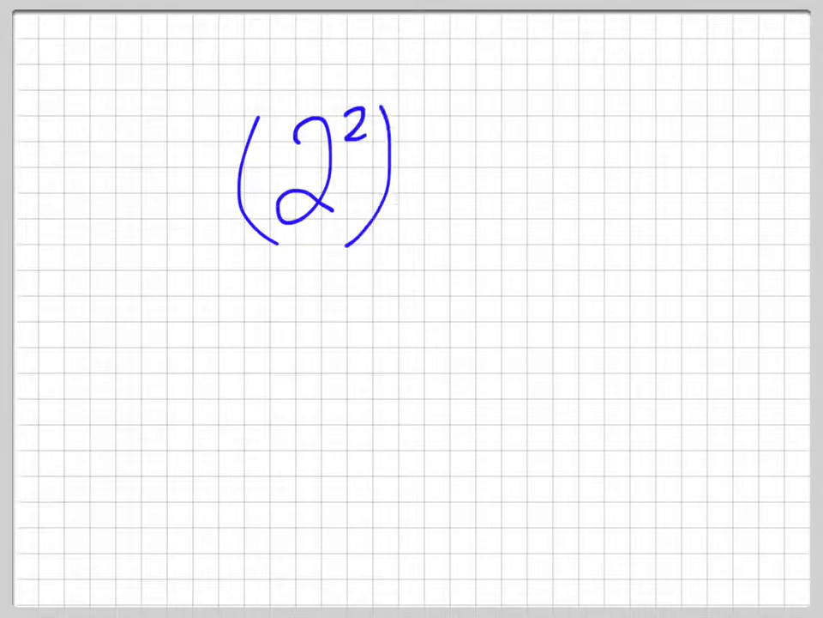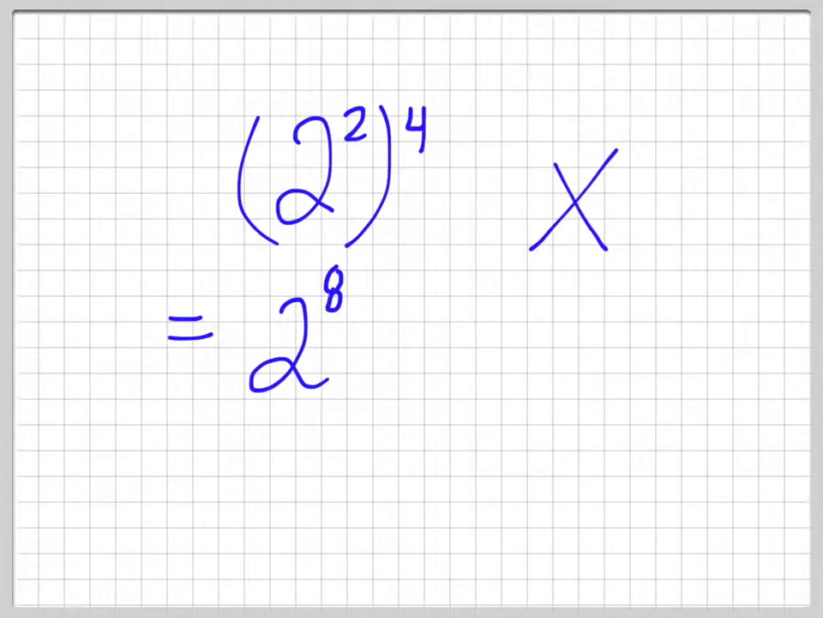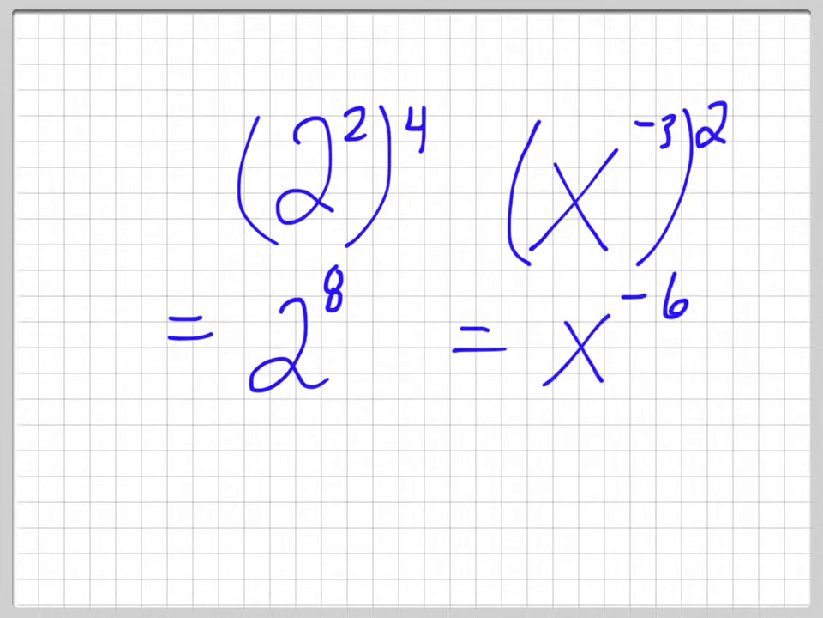So let's try a couple more examples. So we might have something like 2 to the 2, all to the 4. So that is simply, we multiply these two, so 2 to the 8. Or maybe it might be a variable. You might have something like x to the negative 3, all to the 2. So all you do is multiply and you get x to the negative 6, which you could rewrite as 1 over x to the 6. You may not need to know that yet. You might not even be dealing with negative powers yet.